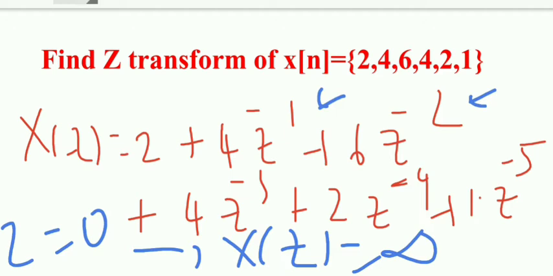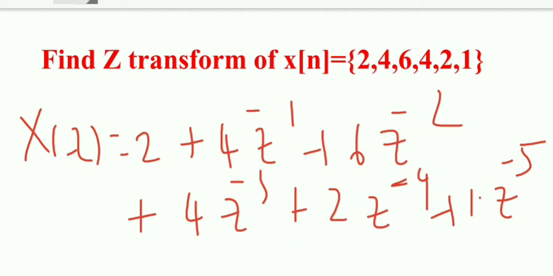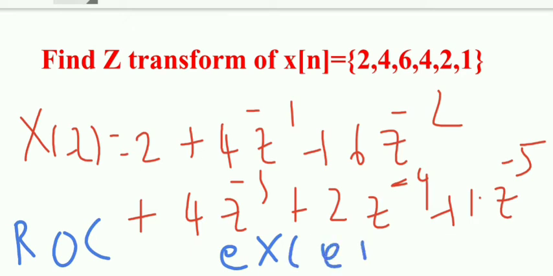So ROC of this problem I can write as everywhere except z is equal to 0. This is the ROC of this problem. Okay.